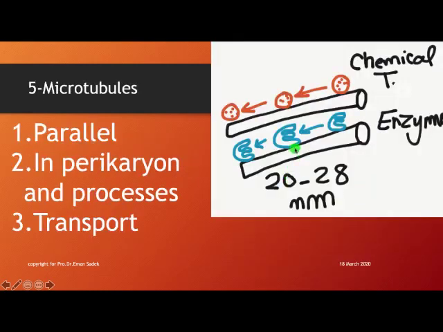Then we have the last organelle to describe. It is the microtubules. The microtubules are these tubes which are 20 to 22 nanometers. Take care of the difference in the sizes between the microtubules and the neurofilaments or the neurofibrils. They are responsible for the transport, and they are running parallel, present also in the perikaryon and the processes. Transport of what? Chemical transmitters or enzymes from place to place inside the cell.